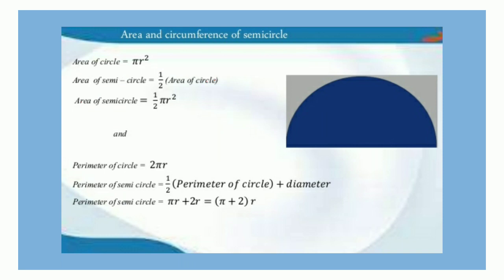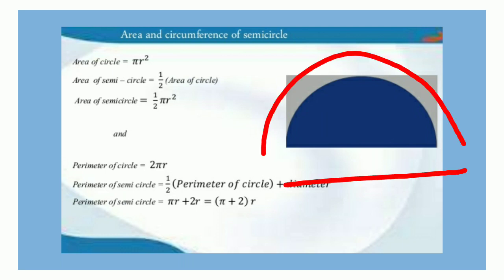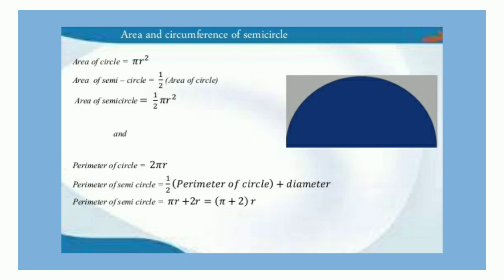The next one is circumference of the semicircle. So here we have two boundaries. One is here, the second one is here. So what is the circumference of this boundary? That is half of the perimeter of the circle, correct? The total perimeter of the circle is 2 pi r. So half of the perimeter of a circle, plus its diameter.